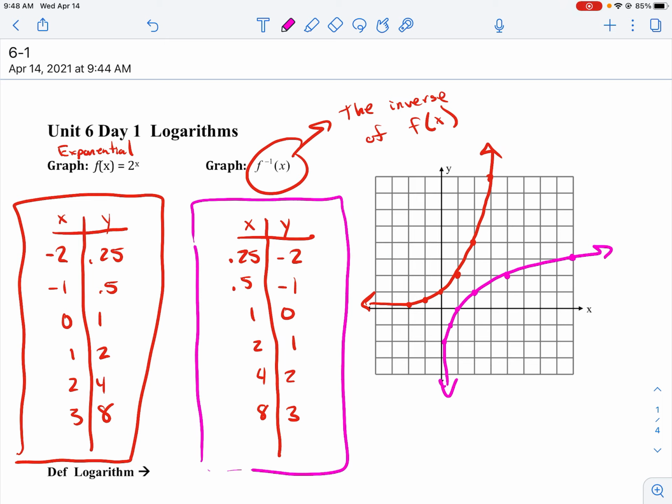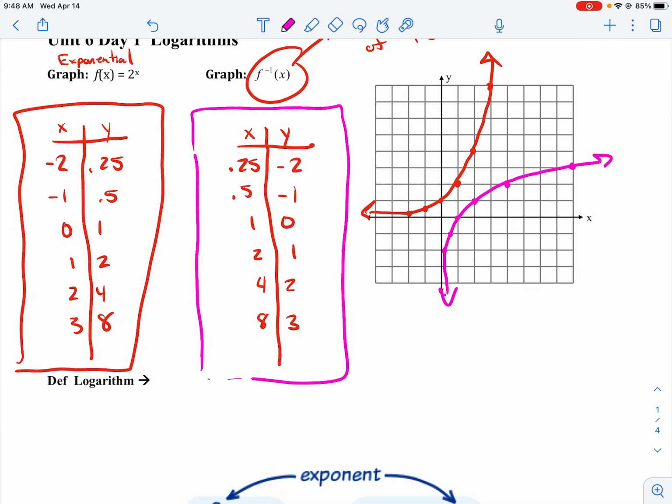Okay? Now, you're probably wondering, why is it that we are doing this? Well, it just so happens that the inverse of an exponential function is the definition of a logarithm. So the definition of a logarithm is the inverse of an exponential function. Okay? So that's all a logarithm is.